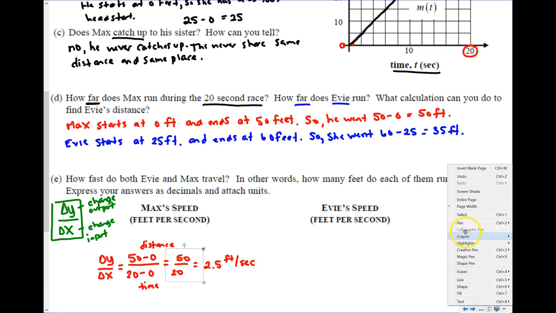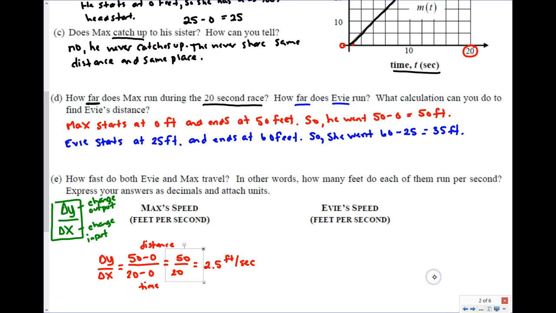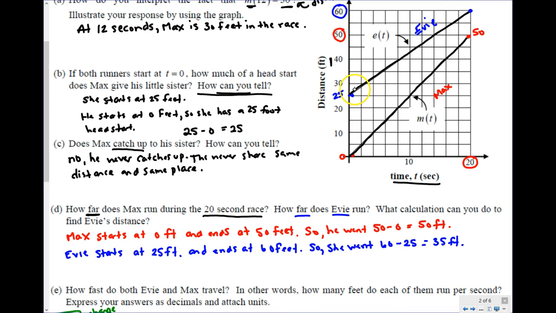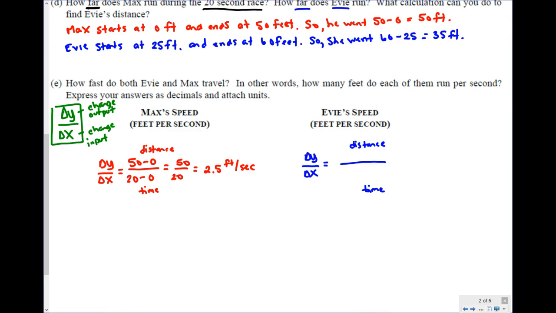Okay, now let's find Evie's rate of change. Let's find her speed. So again, the idea of my change of my y's over my change of my x's. So again, I'm thinking of my distance on top and I'm thinking of my time on bottom. So what's her change in distance? Well, she started at 25 and she ended at 60. So I'm going to do 60 minus 25 on top.